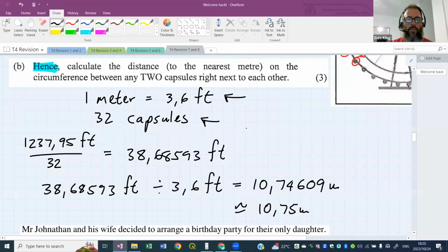The way I did it is I said 1,237.95, and then I converted it to meters first. You can. And then I divided it by 32 capsules. Is that fine also? Perfect. That's fine. Like I said, you can convert first and then divide by 32, or divide by 32 and convert after. Both of them will get you the right answer. Not a problem at all. Just I mustn't round my answers now. I should only round it off right at the end. Always, always, always.